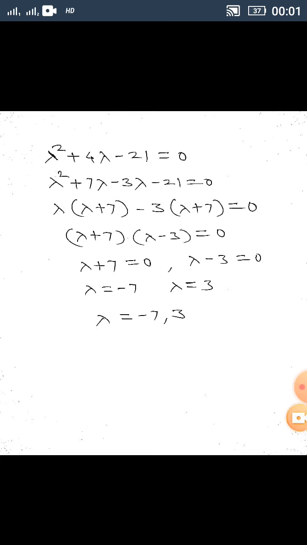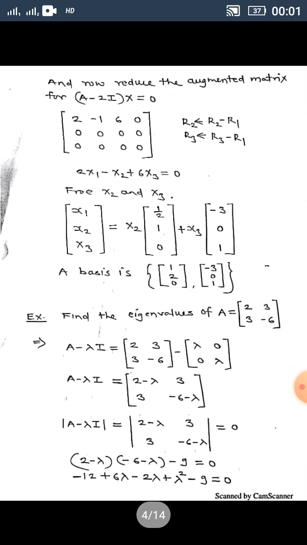Now we factorize 4 lambda as 7 lambda minus 3 lambda. We take lambda as the common part, so lambda plus 7 minus 3 in the bracket, lambda plus 7 is the common bracket: (lambda plus 7) into (lambda minus 3) is equal to 0. So lambda plus 7 is equal to 0, lambda minus 3 is equal to 0. So lambda is equal to minus 7, lambda is equal to 3. These are the eigenvalues for the corresponding matrix A.